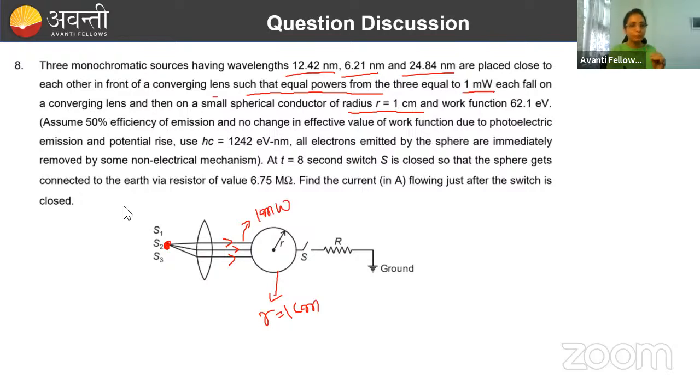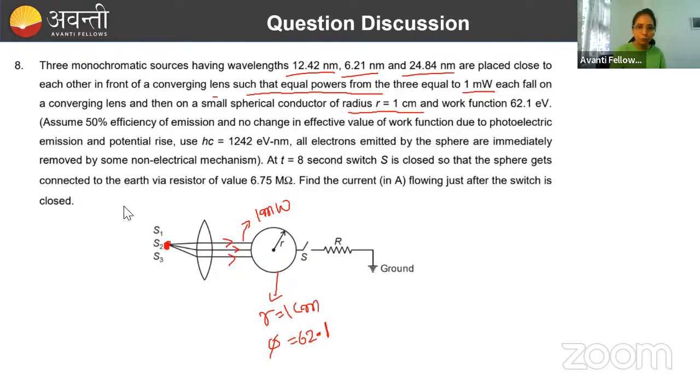So यहाँ पे क्वेश्चन सिंपल इसलिए हो गया क्योंकि क्वेश्चन में गिवन है how much power is falling on this sphere, right? So this is very simple. Its work function given is how much? 62.1. ठीक है, now what is happening? Assume 50% efficiency of emission, means there are three lights. If all the three lights are able to do the photoelectric effect, means if their wavelength is, or if their frequency is greater than threshold frequency, then definitely they will do photoelectric effect.